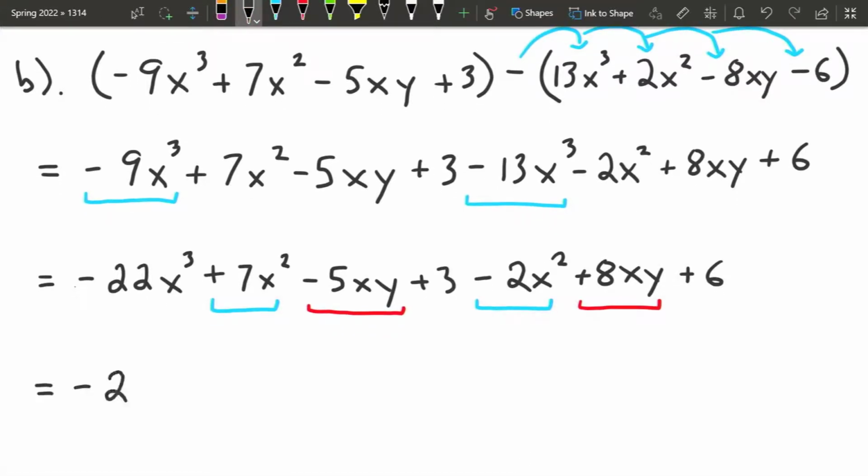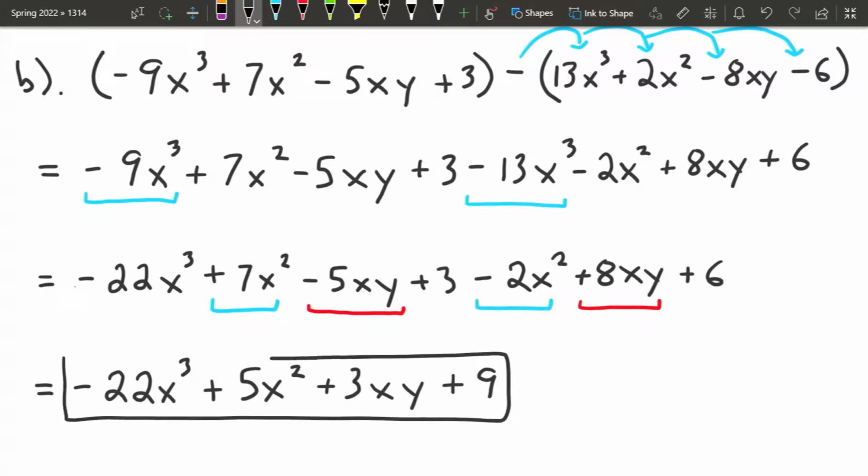So we'll have here negative 22x cubed plus 5x squared. The negative 5xy plus 8xy gives us 3xy. And when you add together 3 plus 6, that would be plus 9. All right, now that puts together all the like terms, combines it all together, and simplifies it to this one here.